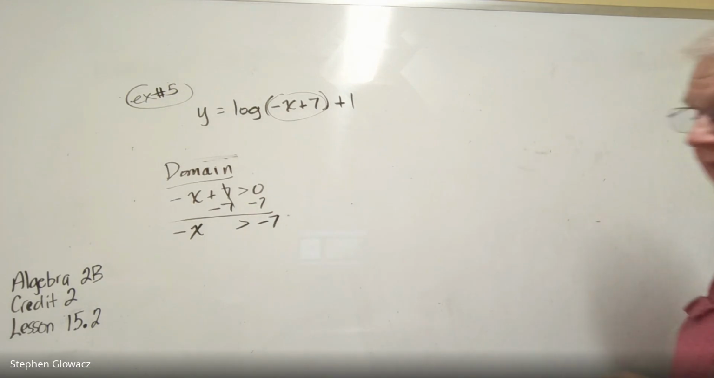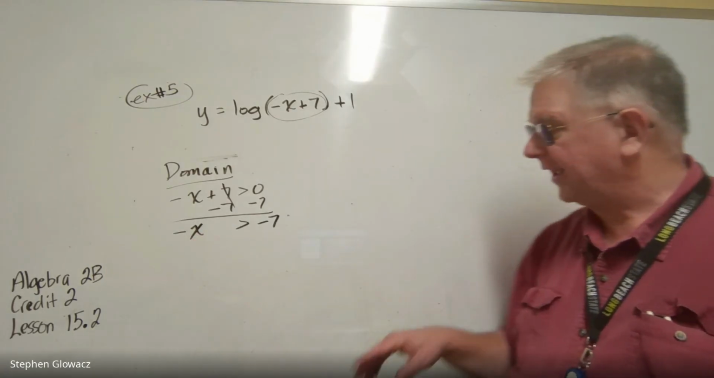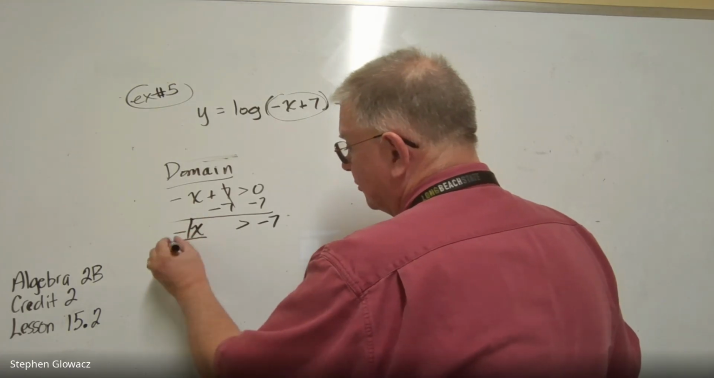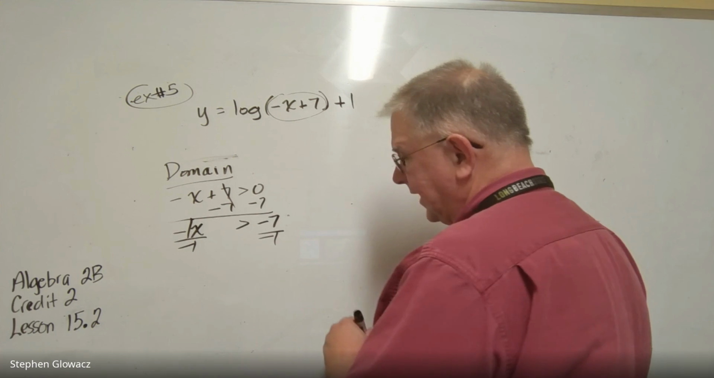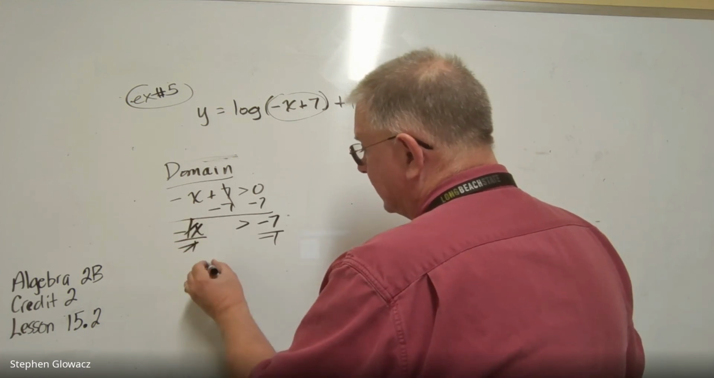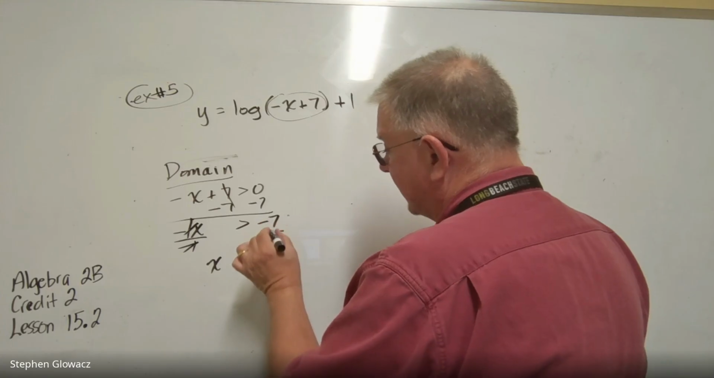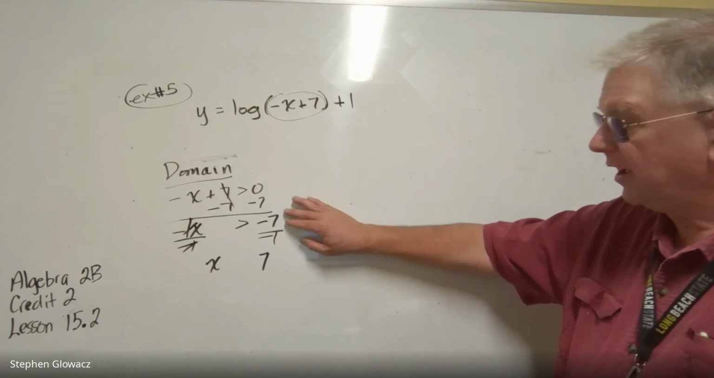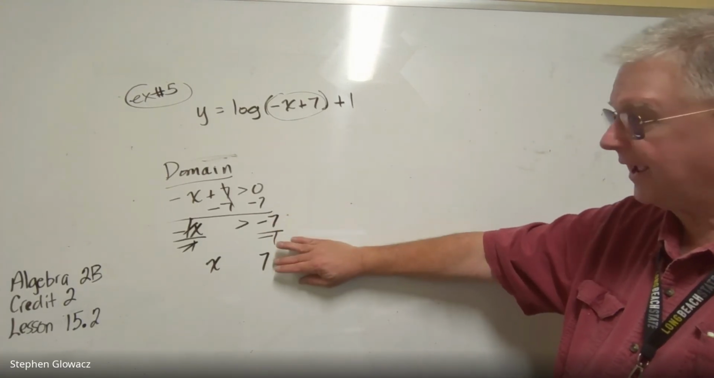Now, we're not done yet because we have to get rid of that negative. Remember, if there's no number there, we know there's a 1. X is being multiplied by -1, so we divide by -1. The negative 1's cancel, and -7 divided by -1 is a positive 7. Remember, a negative divided by a negative is a positive.